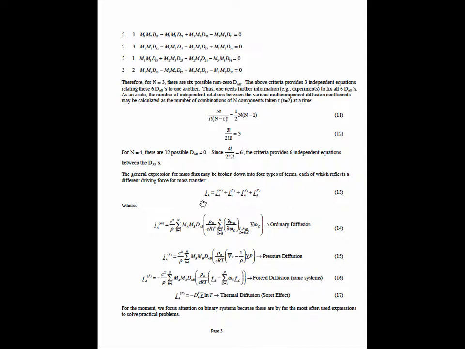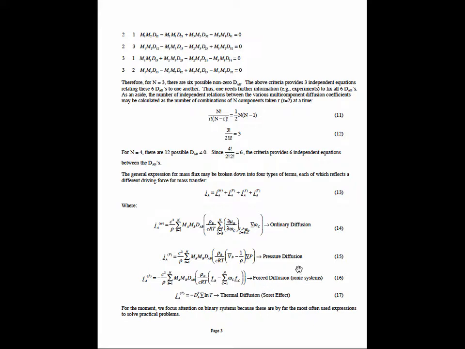We can break the mass flux due to diffusion up into several pieces: one due to concentration-driven transport, or what I'll call ordinary diffusion, one due to pressure gradient-driven transport, one due to so-called forced diffusion or species-specific body force diffusion, and one due to thermal diffusion. We'll look at these individually here for just a bit.